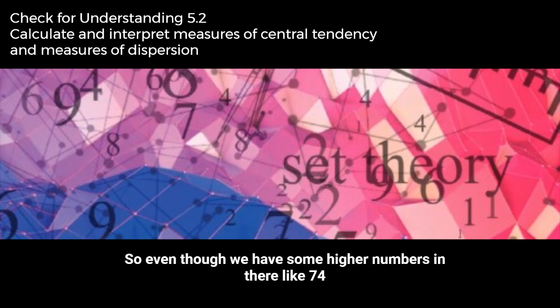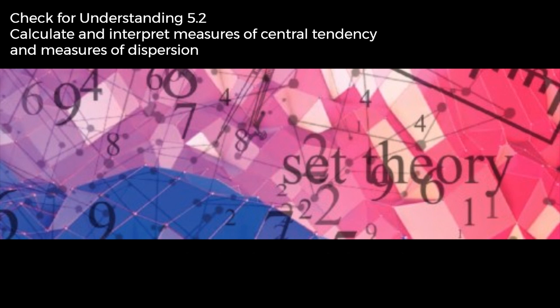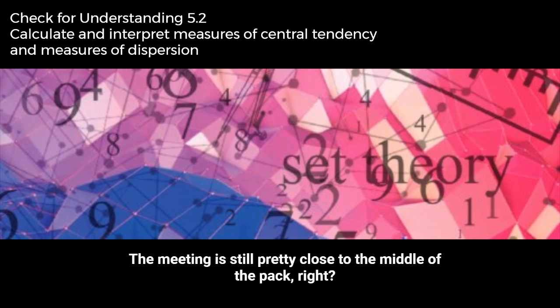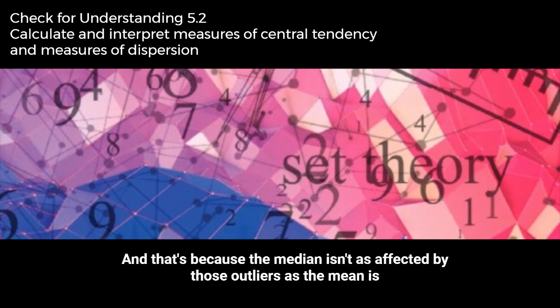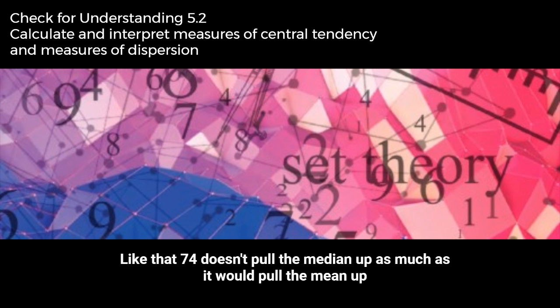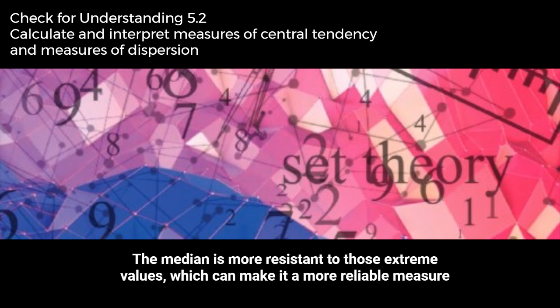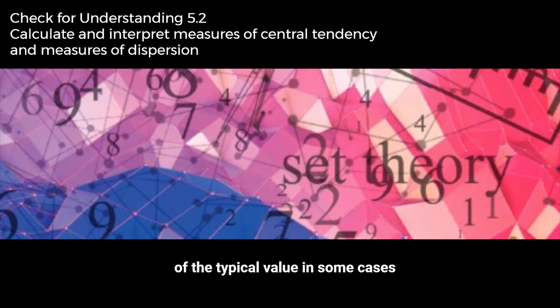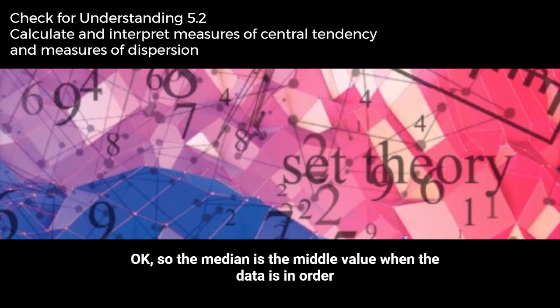Exactly. So even though we have some higher numbers in there, like 74, the median is still pretty close to the middle of the pack. Right, and that's because the median isn't as affected by those outliers as the mean is. Like that 74 doesn't pull the median up as much as it would pull the mean up. Precisely. The median is more resistant to those extreme values, which can make it a more reliable measure of the typical value in some cases. Okay, so the median is the middle value when the data is in order.